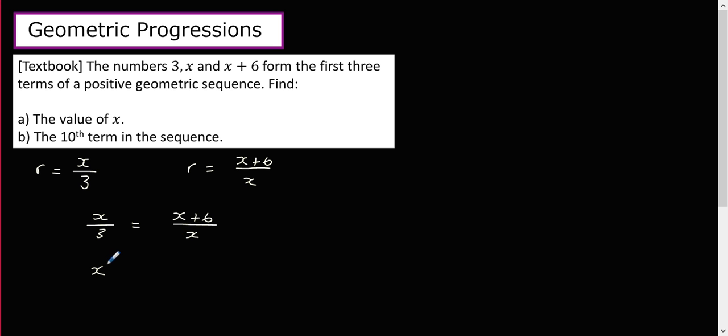So we end up with x squared equals 3x plus 18. x squared minus 3x minus 18 equals 0. And this factorizes, so we've got x, and we're going to have minus 6 plus 3.